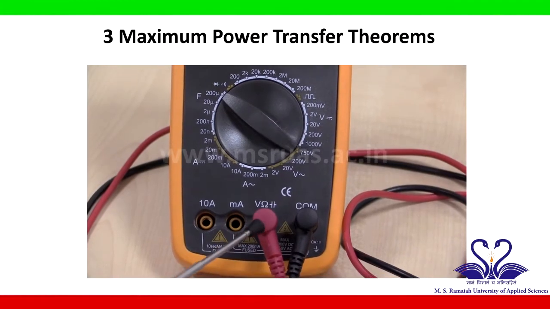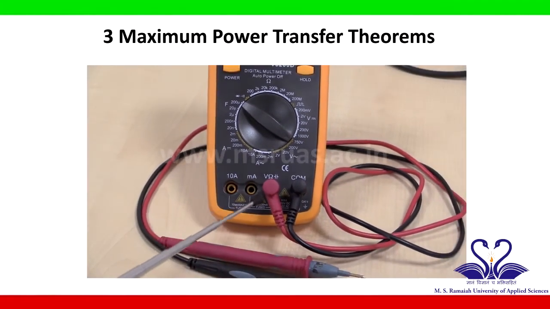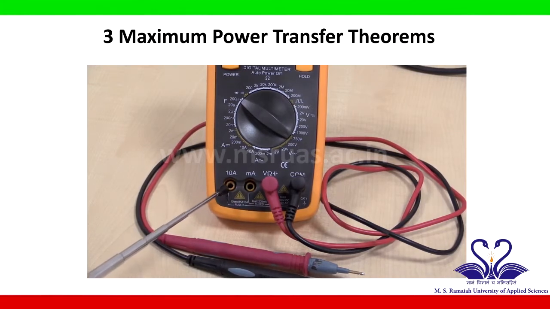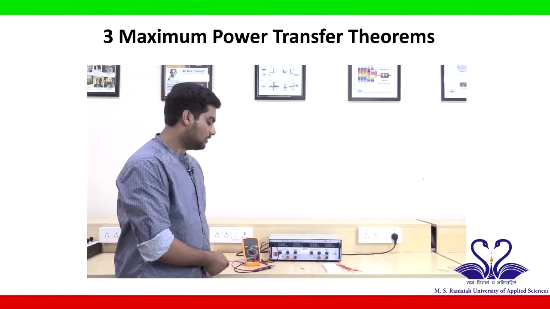If we are measuring AC or DC voltage, the red knob has to be put in voltage position. If we are measuring AC or DC current in few milliamps, then this red knob has to be put in milliamp position. If we are measuring AC or DC current in terms of few amps, the red knob has to be put in 10 amp position.